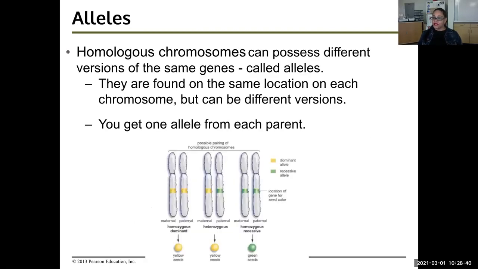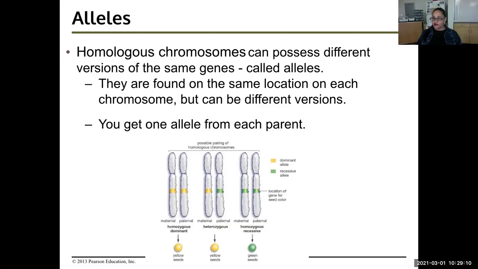Alleles. Homologous chromosomes can possess different versions of the same genes, called alleles. Eye color is located on a certain place in your genes, but not everybody has the same gene for eye color. Some people have the gene for brown eyes. Some people have the gene for blue eyes. Some people have the gene for green eyes. The different versions are called alleles. And you get one allele from each parent.